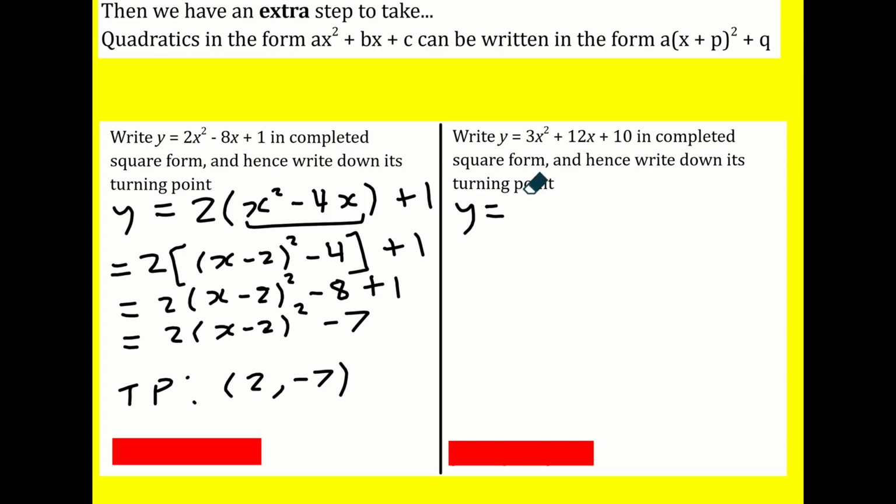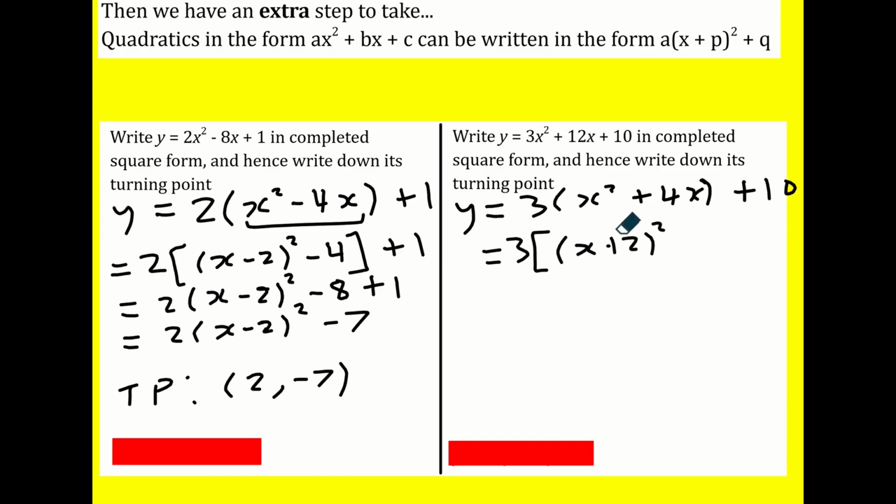Here goes then. This time we're going to factorize out 3. At the moment, it goes into the x really nicely. We're going to get x squared plus 4x, and I'm still going to just put the plus 10 after the bracket. Now I'm going to introduce a square bracket, and I'm going to again complete the square on this thing here. So it's going to become x plus 2 all squared, and then I'm going to be minusing 4, plus 10.